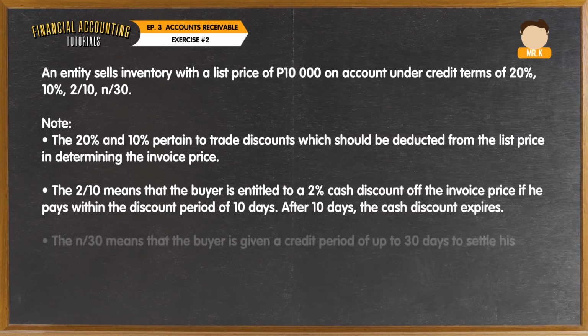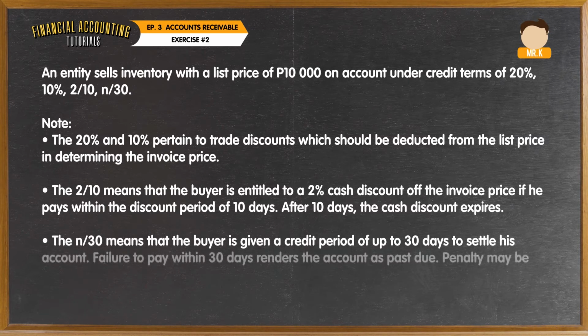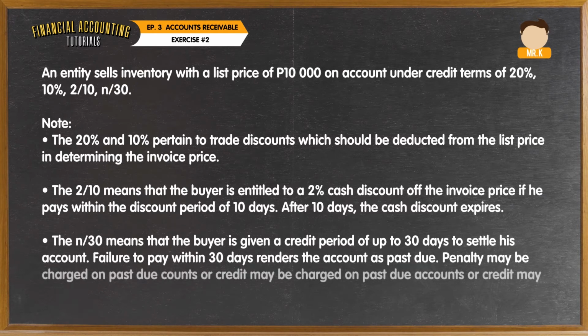After 10 days, the cash discount expires. The N30, on the other hand, means that the buyer is given a credit period of up to 30 days to settle his account. Failure to pay within 30 days renders the account as past due. Penalty may be charged on past due accounts, or credit may not be extended in the future.